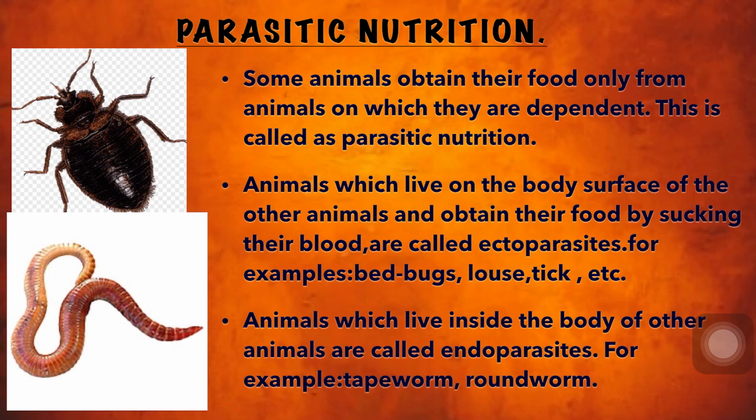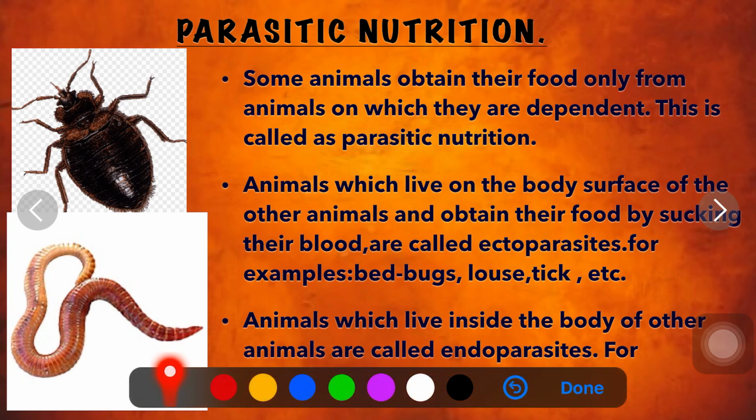So student, the next and the last topic of this chapter is parasitic nutrition. Students, some animals obtain their food only from animals on which they are dependent. This is called parasitic nutrition. Animals which live on the body surface of other animals and obtain their food by sucking their blood are called ectoparasites. For example, bed bugs, louse, tick, etc. Animals which live inside the body of other animals are called endoparasites. For example, tapeworm, roundworm, etc.